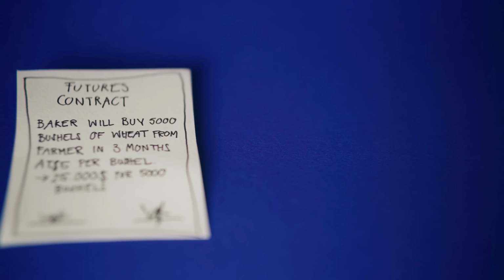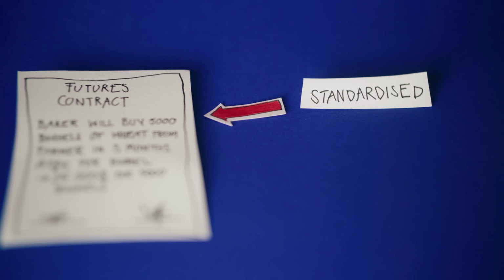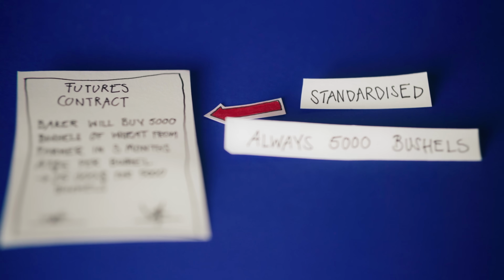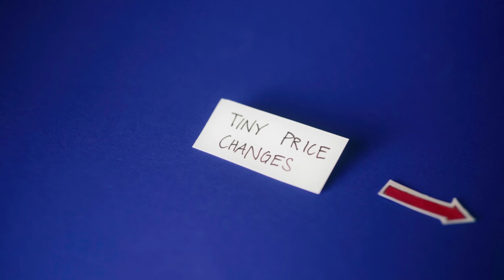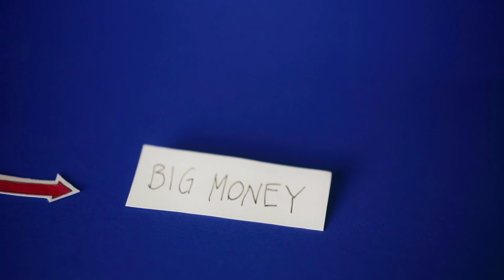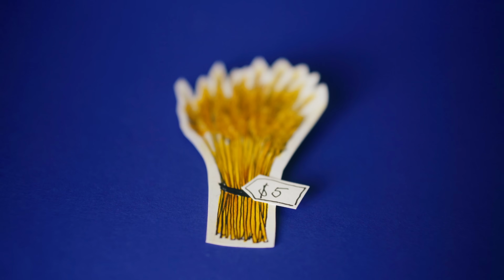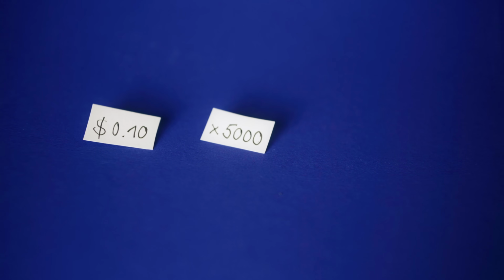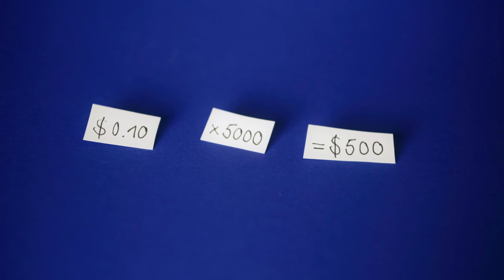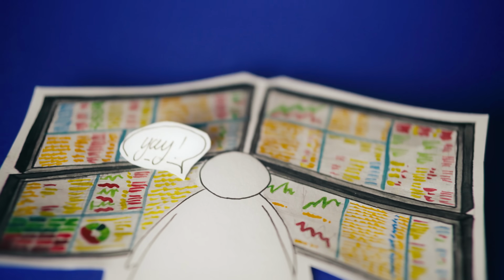What's also important to realize here is that futures contracts on exchanges are standardized. And for wheat, one futures contract is always for 5,000 bushels. And that means even tiny price changes suddenly become big money. If the wheat bushel moves by just 10 cents, this happens. 10 cents times 5,000 bushels equals $500. And these guys on Bloomberg terminals, they don't just buy one futures contract.